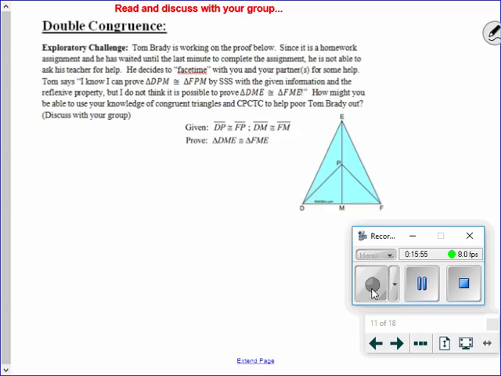But if I'm looking at this, all right, they're telling me that D to P and F to P are congruent. D to M, M to F are congruent. All right. My goal is to show that DME is congruent to FME. Okay. And there's probably a few ways to do this. All right. But the quickest way to do this is to show these two triangles are congruent because I already have parts of them.